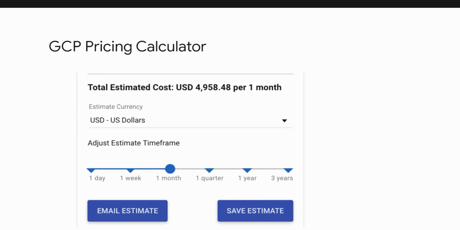Total costs may differ depending on how closely your estimated usage matches your actual usage. The estimate is also not a binding contract, it's just a planning tool. Let's look at how the planning calculator works.